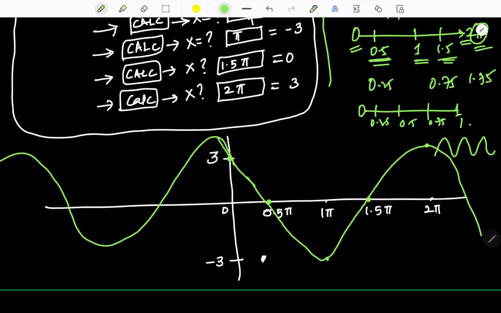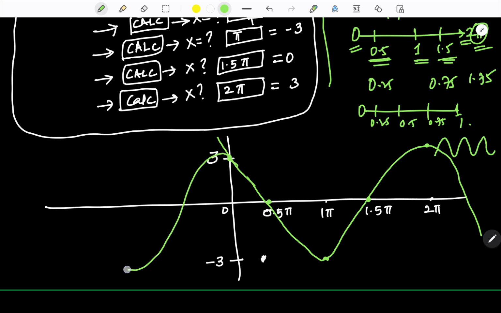Just extend this. No need to take any points on this side. I think the curve is not coming down because I put it here. So it should come down like this. Sorry, again it's not there. So it should come like this, right? So this is one full period of rotation, or revolution, whatever you call it. So this is your cosine curve, y is equal to 3 cosine x.